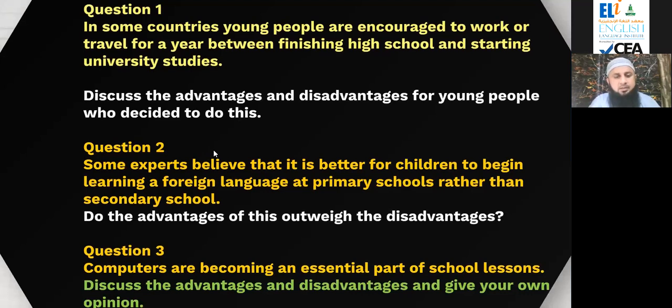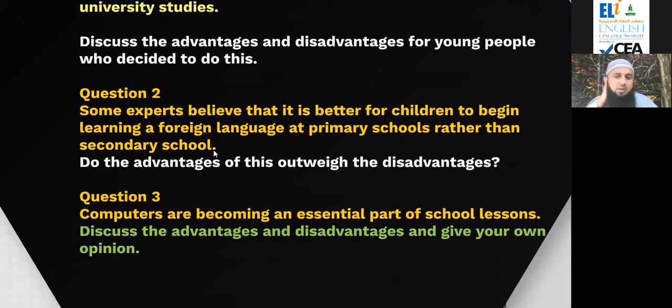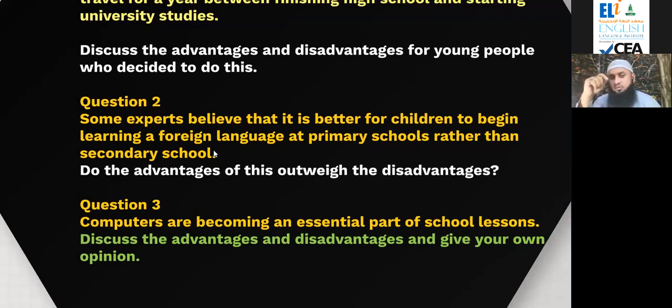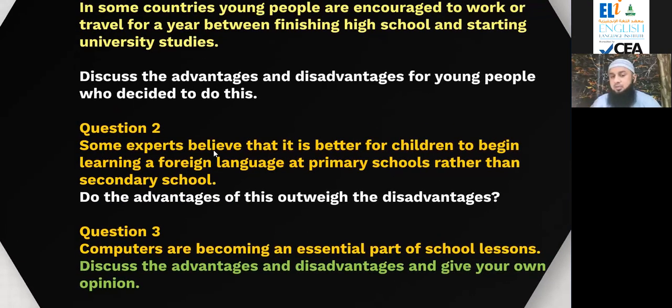And the last is, computers are becoming an essential part of school lessons. Discuss advantages and disadvantages and give your own opinion. In the first two questions, they did not ask about your opinion, but in the last question, they do ask your opinion. So the way to approach these three types of questions is different. You can't write the same essay for all three. No, you will lose marks for task achievement and coherence in these areas.